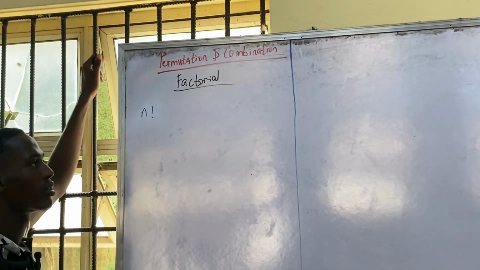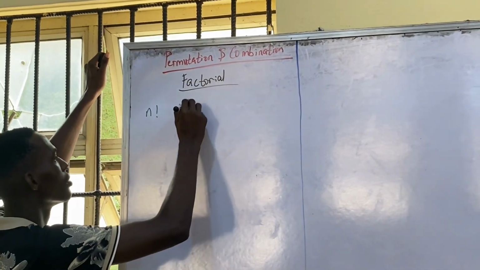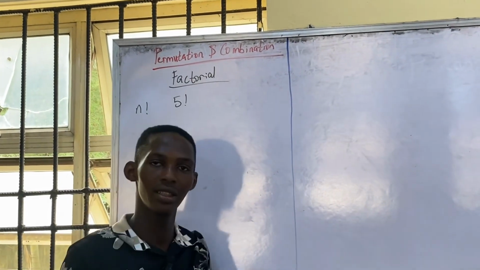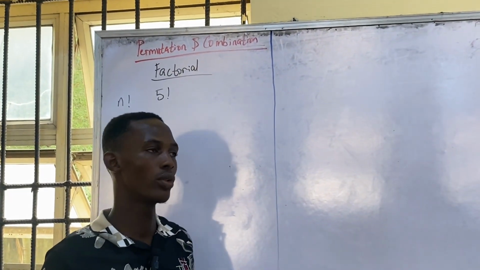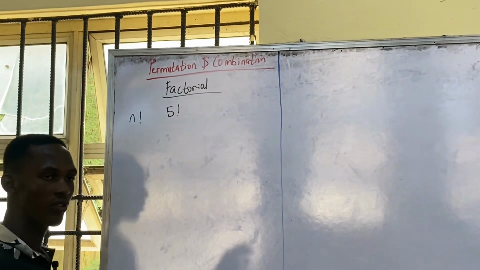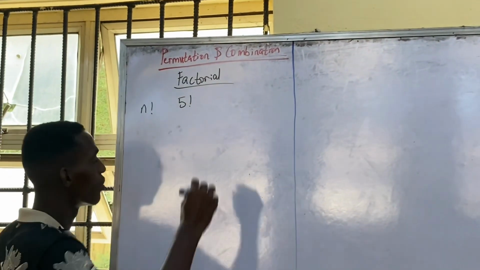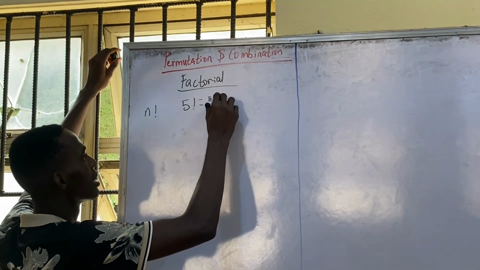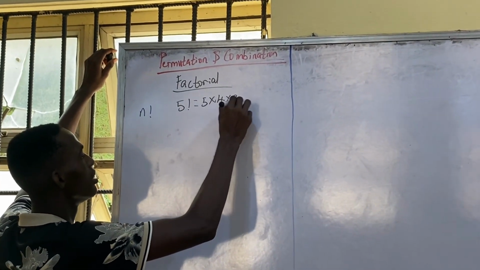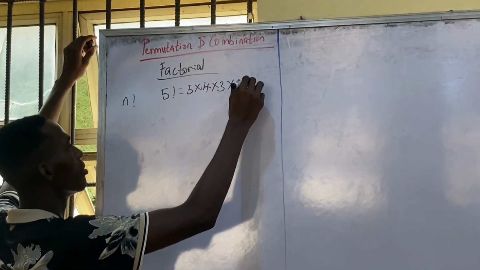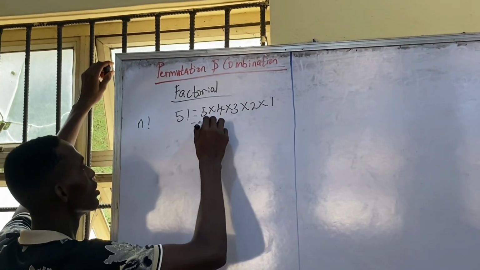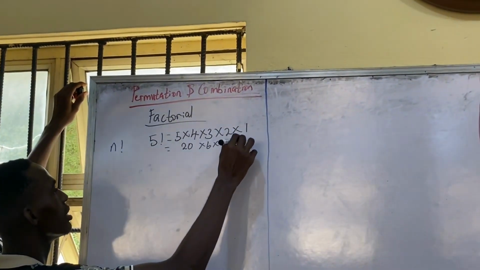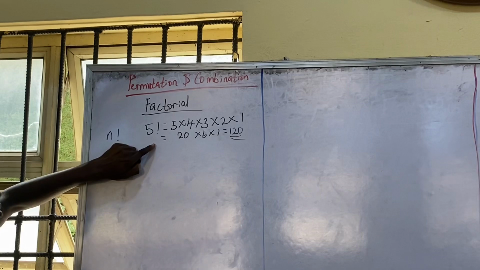Now, for example, if you are given 5 factorial. You guys all know my style, I'm not a fan of calculator, so most of these things I will leave for you guys to round up. Now, if I give you 5 factorial, it means 5 times 4 times 3 times 2 times 1. So this is 20 times 6 times 1 equals 120. So this is what 5 factorial is equal to.